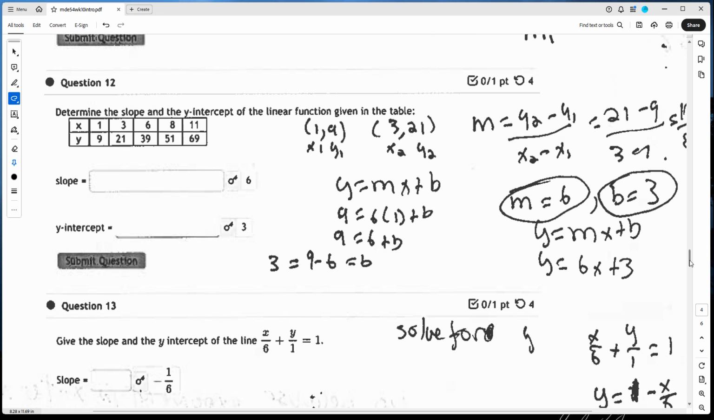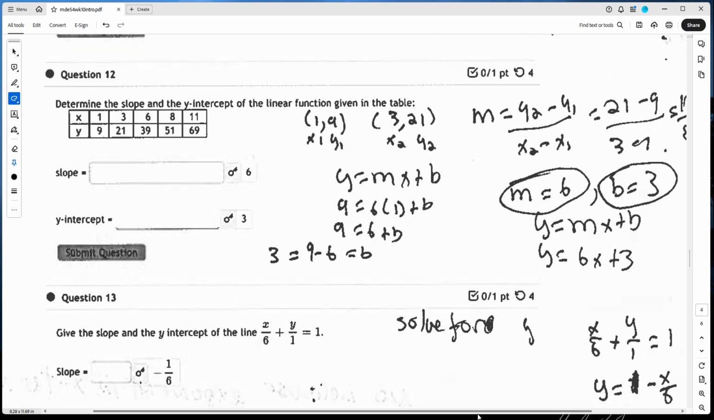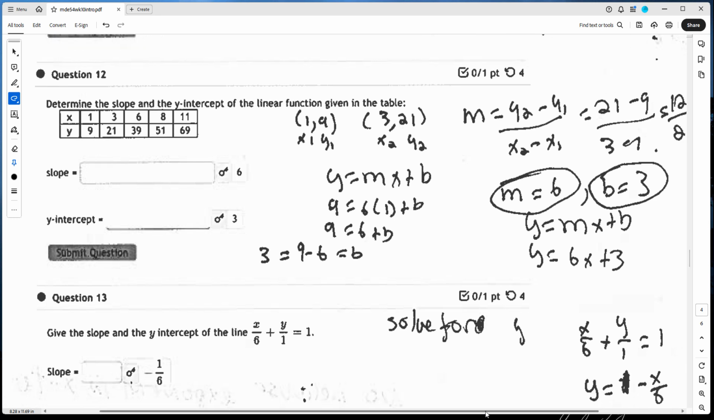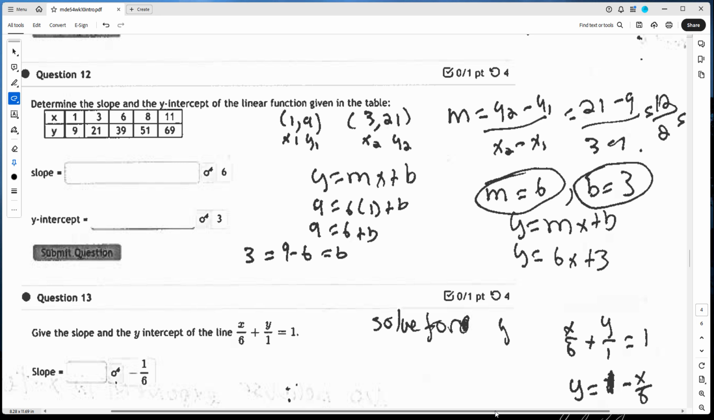Number 12. Determine the slope and y-intercept of the linear function in the table. So they tell us it's a linear function in the beginning, so we expect to find the same slope regardless of the points. So the first thing I do is find the slope. So I write out my slope formula.